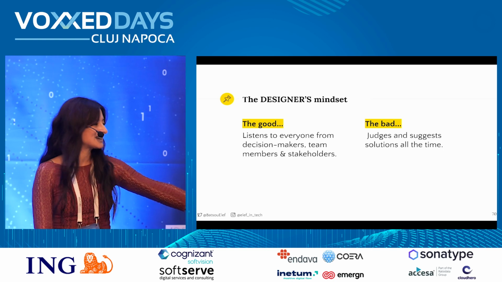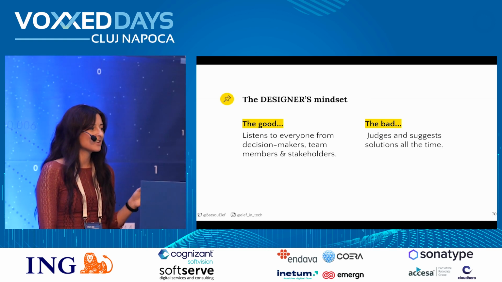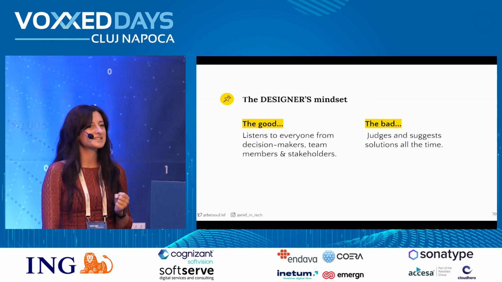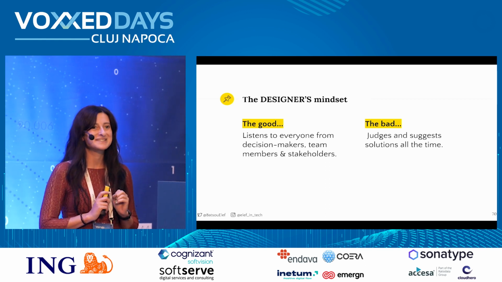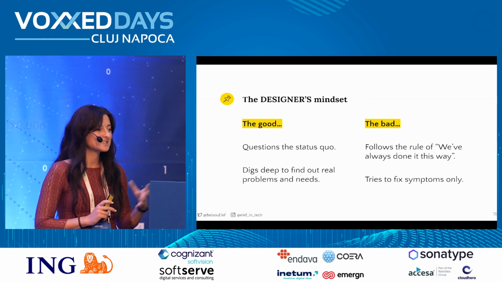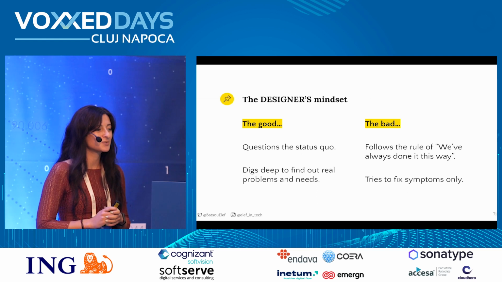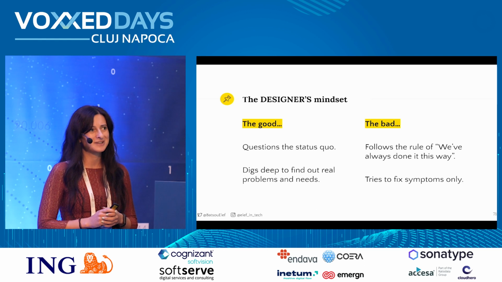The designer's mindset. So, the good designer listens to everyone from decision makers, team members, and stakeholders, whereas the bad one judges and suggests solutions all the time. You can pick a side. The good one questions the status quo and digs deep to find out real problems and needs, whereas the bad one follows the rule, we've always done it that way, and tries to fix symptoms only.